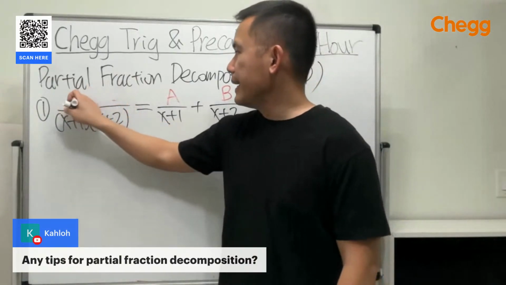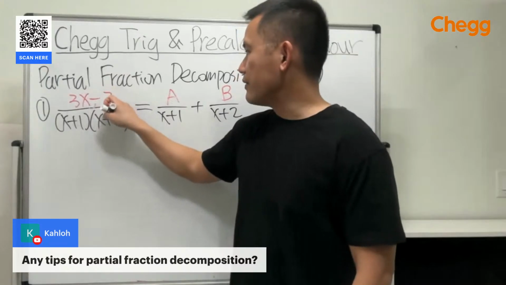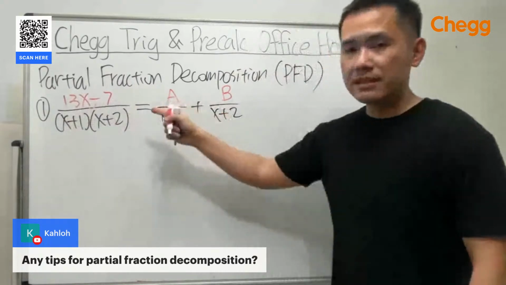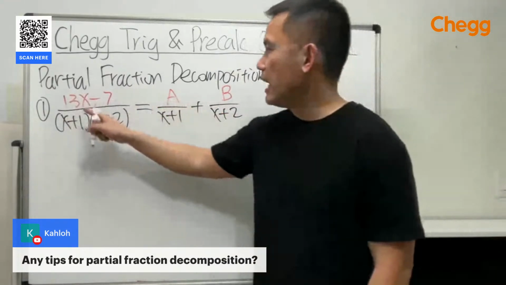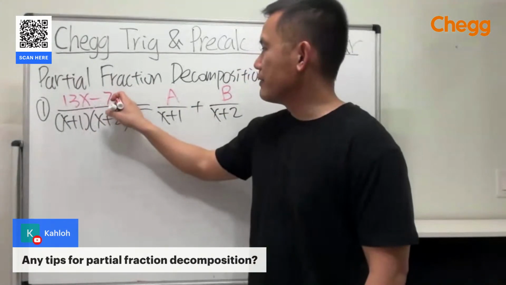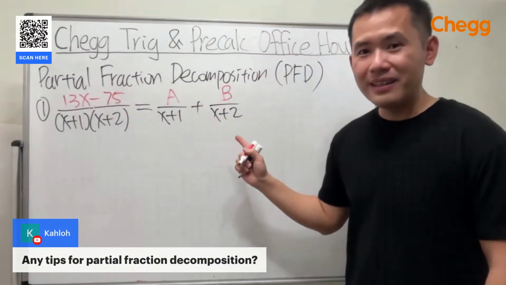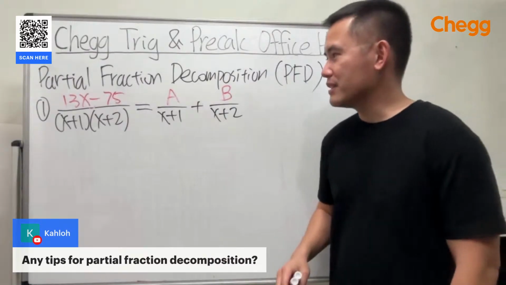I could have, let's say, 3x plus 7. I set it like this. I could have 13x minus 7. I set it like this. I could have 13x minus 75. I will set it like this. Okay? And let's focus on the setup first.